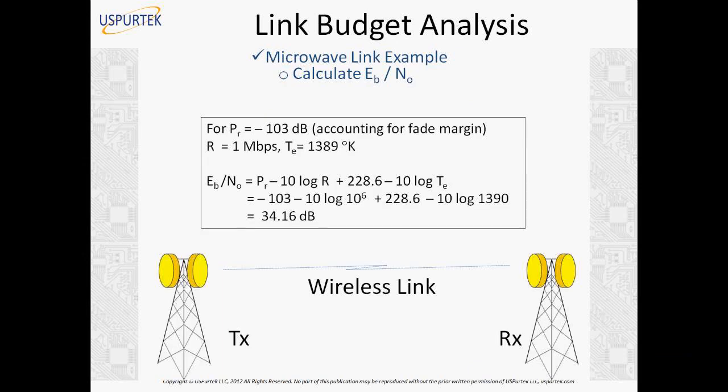So now here, this is a practical example. Let's say that in our previous example of link budget analysis, we had a received power level, accounting for fade margin, of minus 103 dB. Now let's say we have a data rate of 1 megabit per second and an equivalent noise temperature of 1389 degrees K. So Eb/N0 comes to be 34.16 dB here, right? Very straightforward calculation. You can use a calculator for the logs also here, but very straightforward.